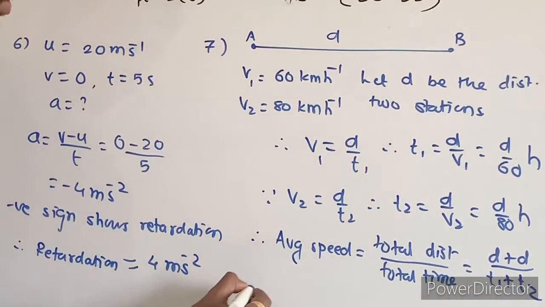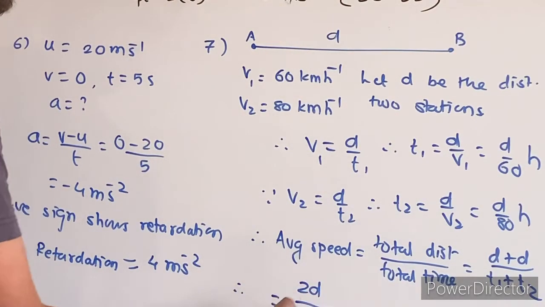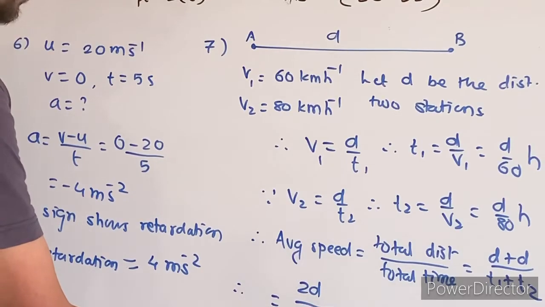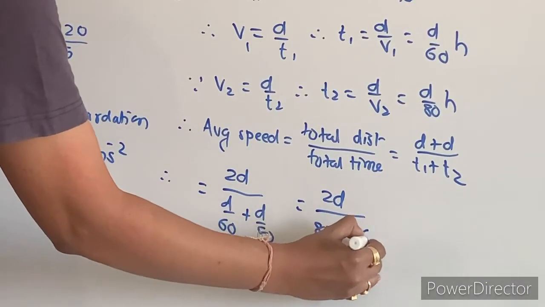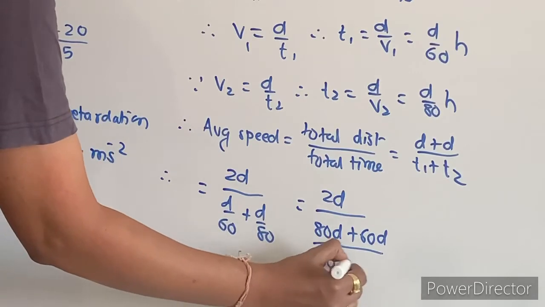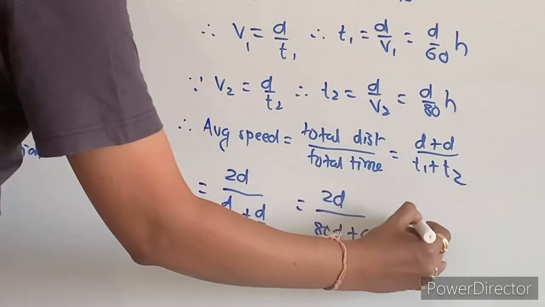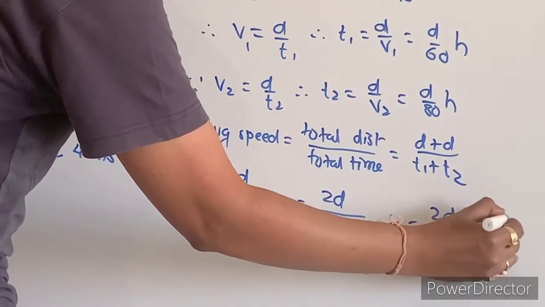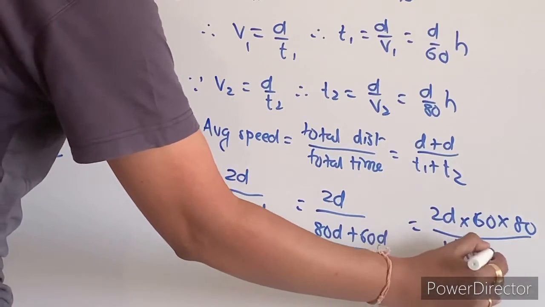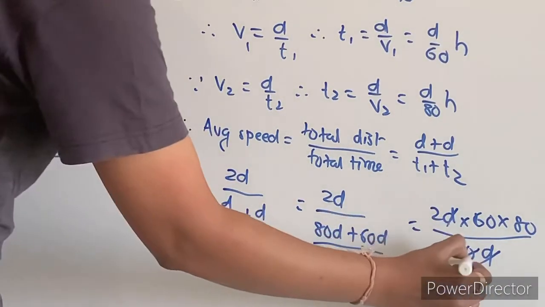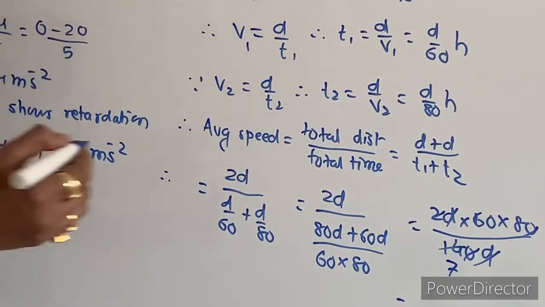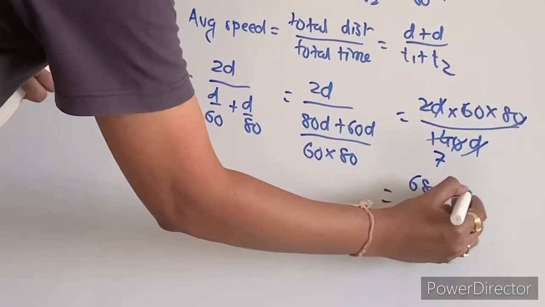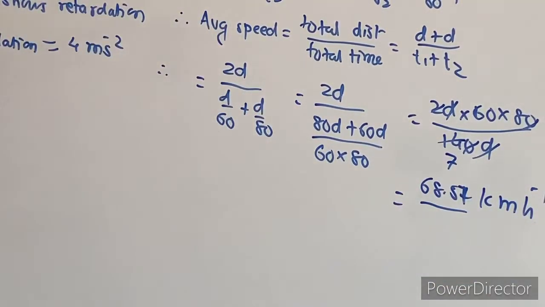If you solve this, the average speed is equal to 2D upon D upon 60 plus D upon 80. This comes out to be 2D upon 80D plus 60D upon 60 into 80. If you simplify, it is 2D into 60 into 80 upon 140D. D and D cancel, the 0 cancels, and 7s are 7s are. If you solve this, it comes out to be 68.57 kilometer per hour.